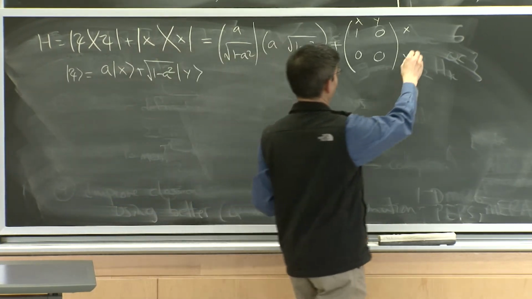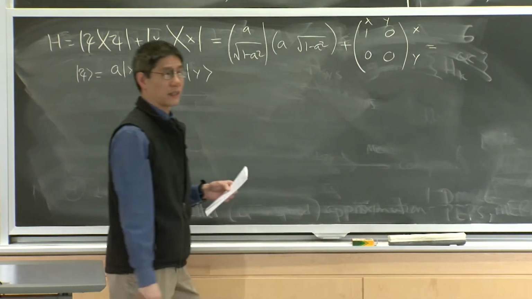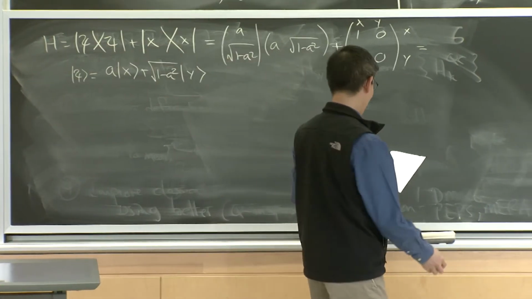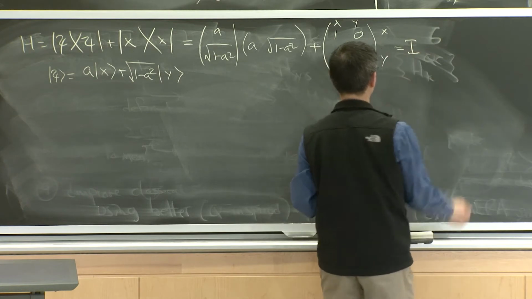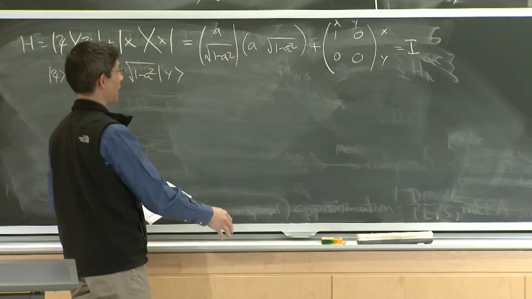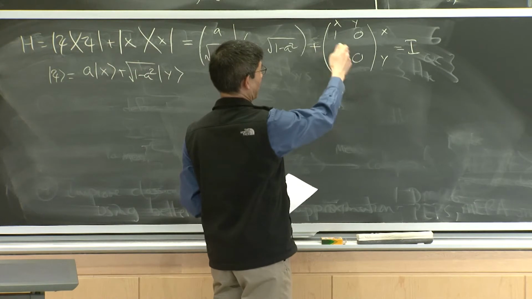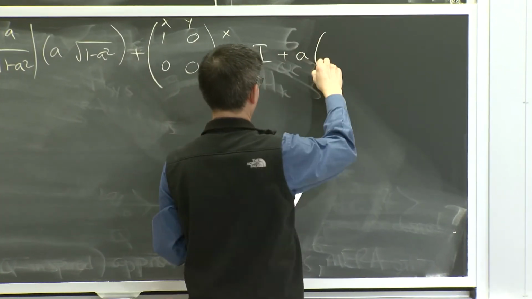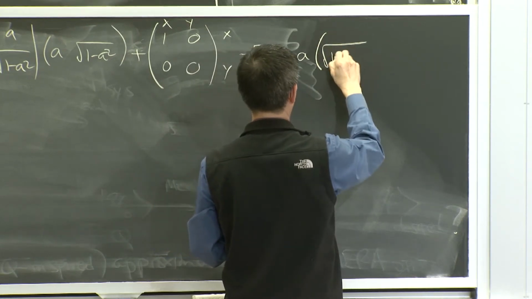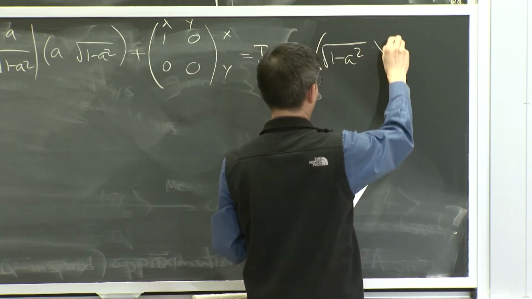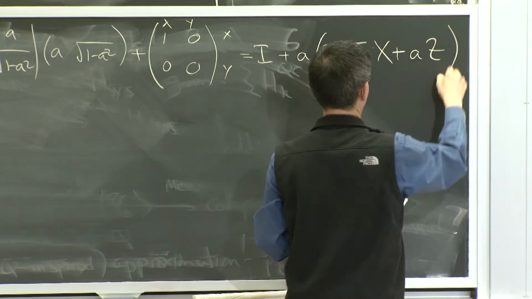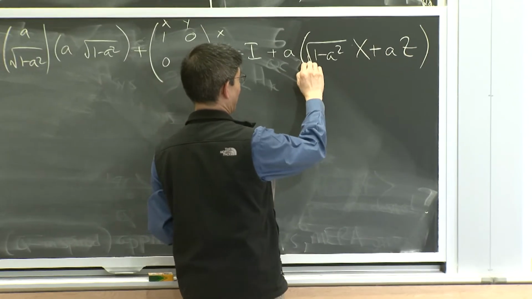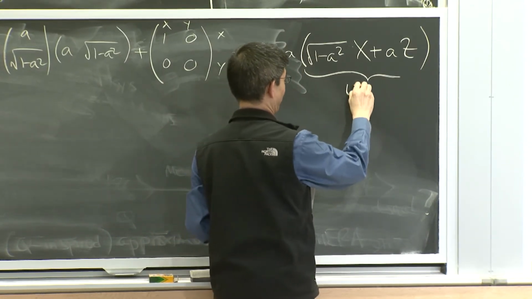Now, if you work this all out and then rewrite this in terms of Pauli matrices, we love Pauli matrices, it turns out to be something very simple. There will be a diagonal component, which is identity. You can see that this is appearing already over here. And then a times square root of 1 minus a squared times the Pauli X matrix, and a times the Pauli Z matrix. And I re-express this in a peculiar way because this is a unit vector.